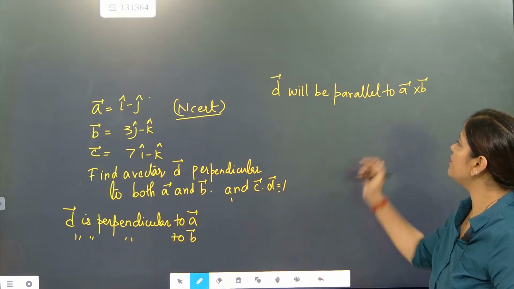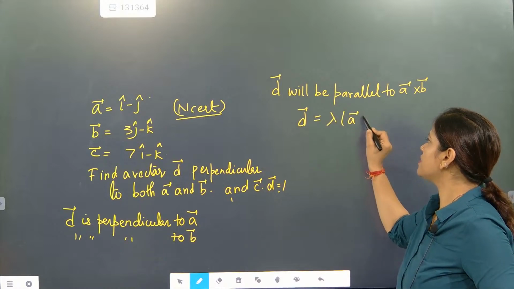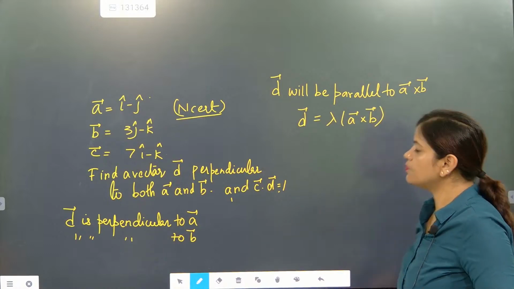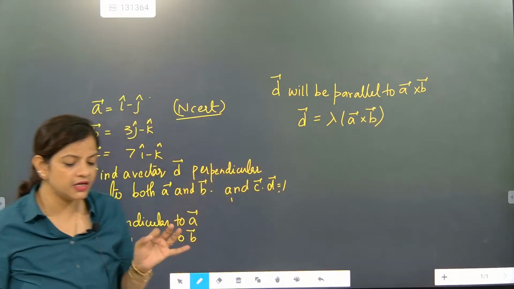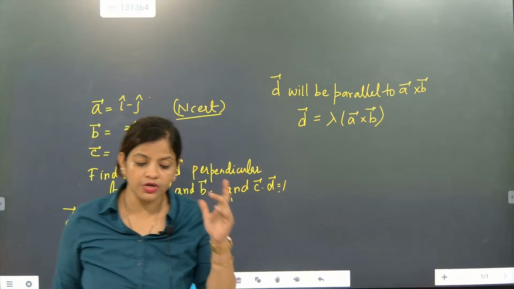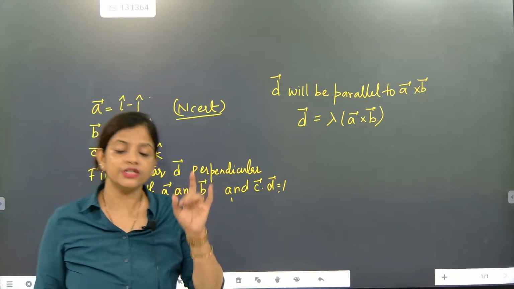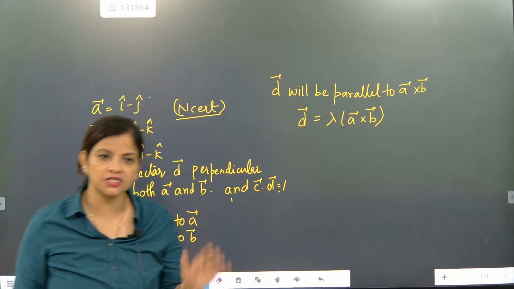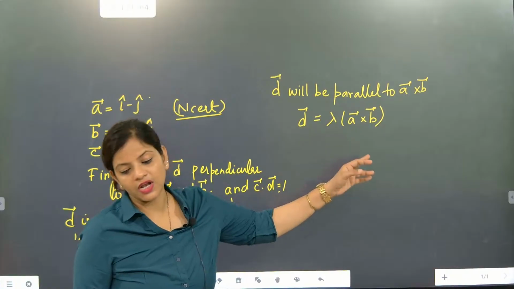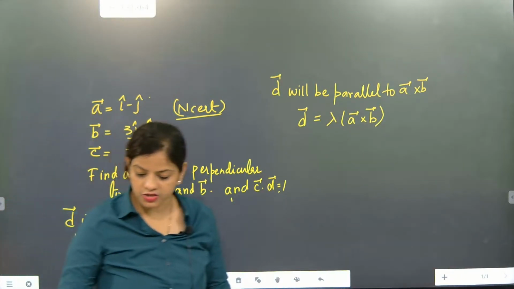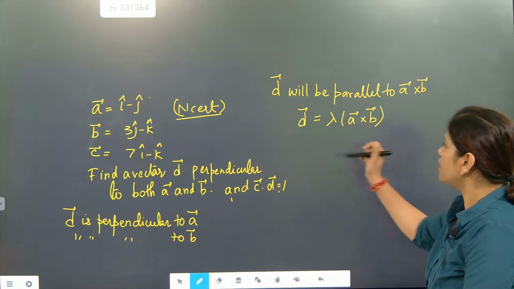Once D vector will become parallel to A cross B vector, parallel formula is lambda times A cross B. This is the most important thing, children. Remember this part very nicely. If a vector is perpendicular to two different vectors, then it will be parallel to its cross product. And then the parallel situation is this vector is equal to lambda times the cross product of those two vectors. So please kindly remember this one. Understood?